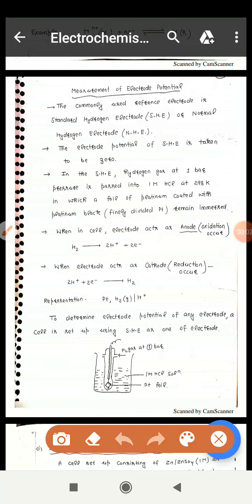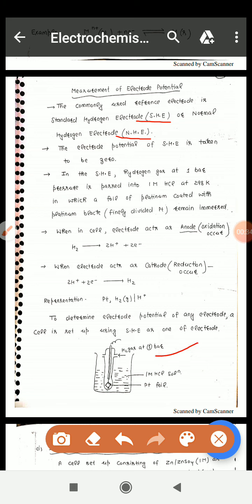Hello students. In this video we discuss the measurement of the electrode potential. How can we measure the electrode potential? For measurement of electrode potential we use the standard hydrogen electrode or normal hydrogen electrode. Standard hydrogen electrode is SHE, or we can represent it as NHE, where N means normal. So what is the composition? What is the basic structure of the standard hydrogen electrode?